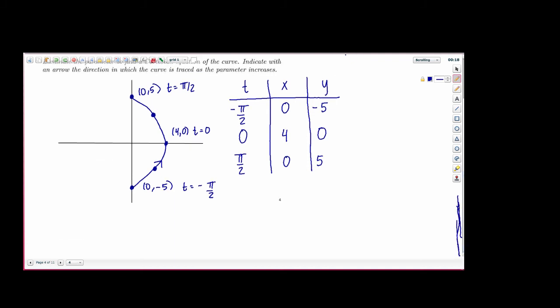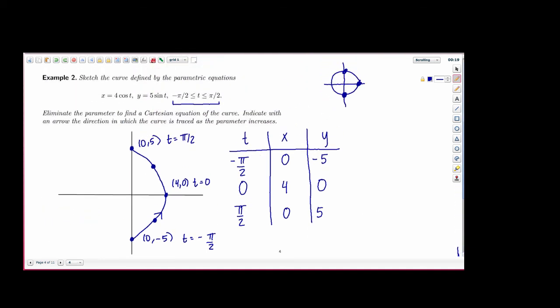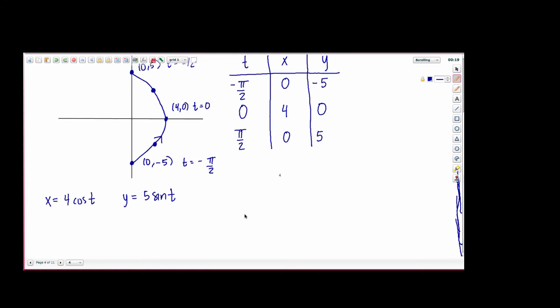Let's think about eliminating the parameter here. Here it's not going to be as easy to solve for t because I'd get inverse cosines and inverse sines. But let's think about what we know about sine and cosine. So here x was 4 cosine t and y was 5 sine t. Those were the equations we were given. So what I want to use here, I remember that cosine squared plus sine squared is equal to 1, one of my trig identities. So I notice that if I solve for cosine t in the first equation, I get x over 4 is cosine t, and I get y over 5 is sine t in the second equation.